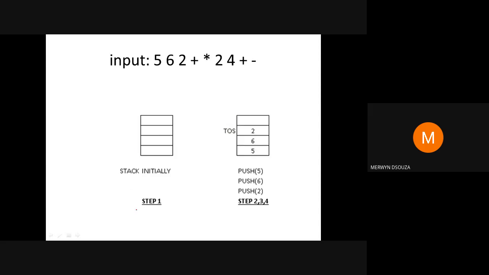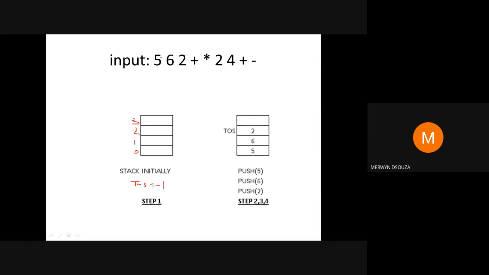So your step 1 will be, since you are solving using stacks, your stack will be empty. You can initialize the top of the stack pointer equal to -1, since your stack is empty. You can write the array index here: 0, 1, 2, 3. In every diagram you can write this array index like this.